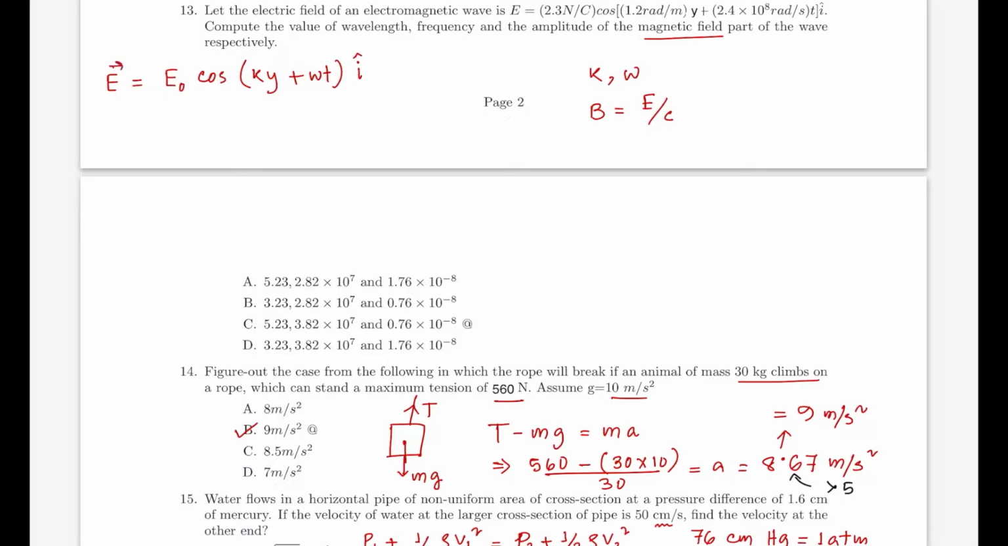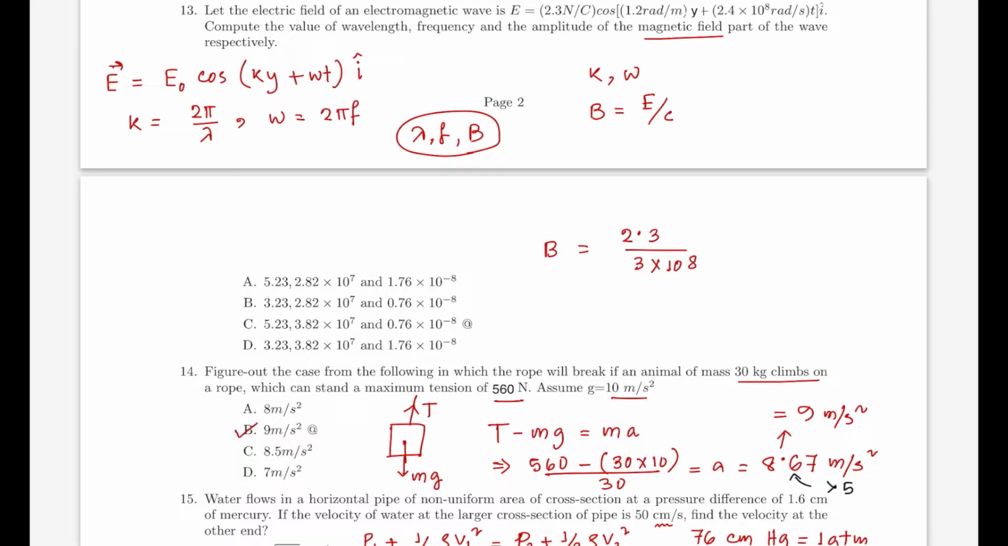So here this k is basically 2 pi by lambda. K is well known as the wave number and omega is 2 pi times frequency, which is known as the angular frequency, and f is the frequency, and we need to find out lambda, f and b. Okay, so we'll try to find out b first. So b is equal to 2.3 divided by 3.3 into 10 to the power 8.